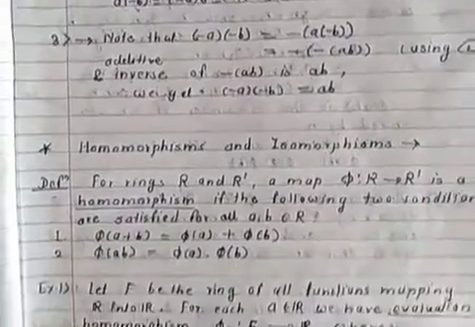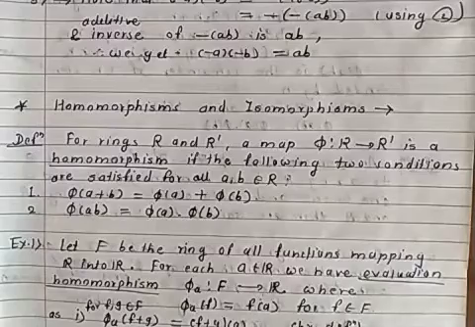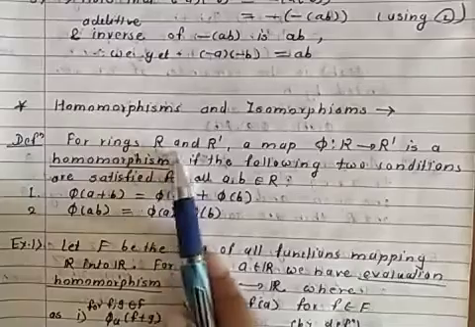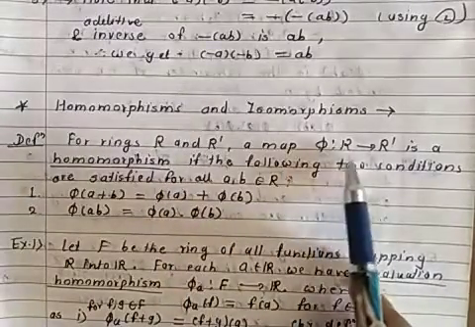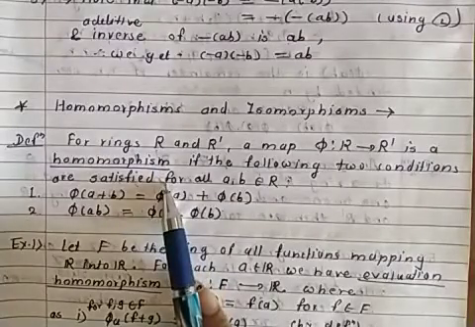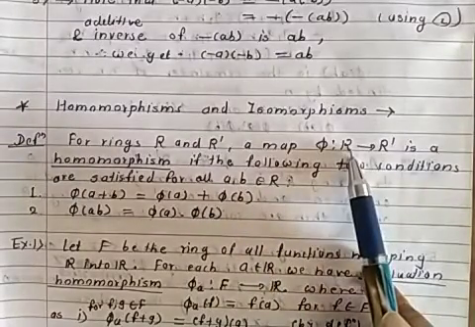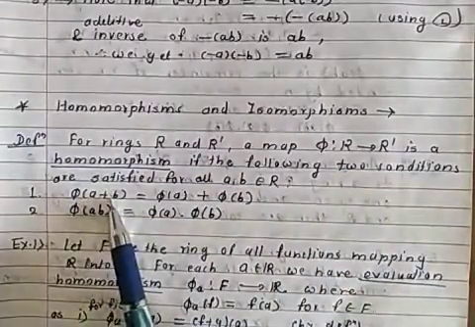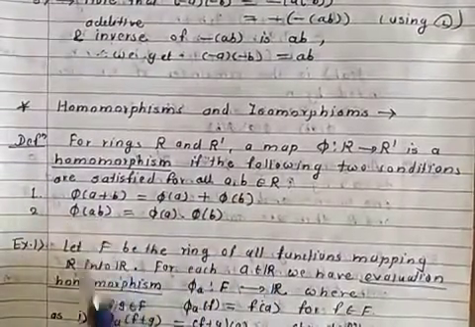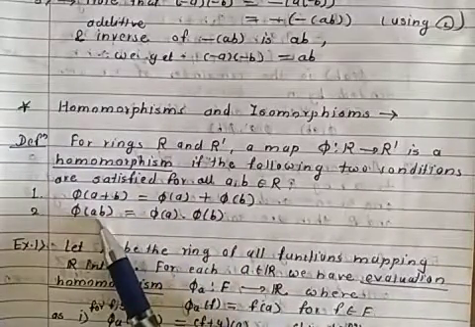Next is the definition of homomorphism and isomorphism. In group theory you learned about it. So in ring theory, we need two rings. For rings R and R dash, a map phi from R to R dash is a homomorphism if the following two conditions are satisfied for all a, b belonging to R. So which are these two conditions? First is phi of a plus b is the same as phi a plus phi b, and phi of a into b is phi a into phi b.